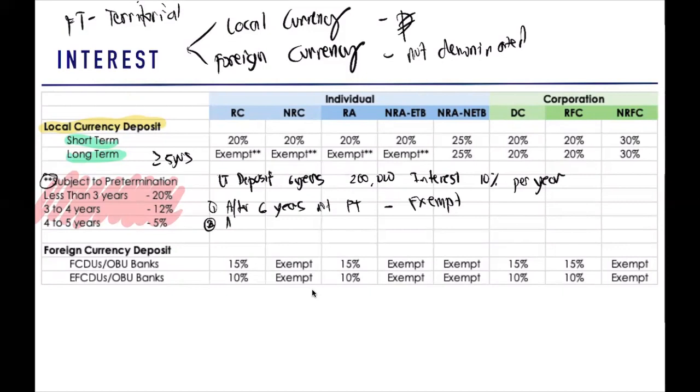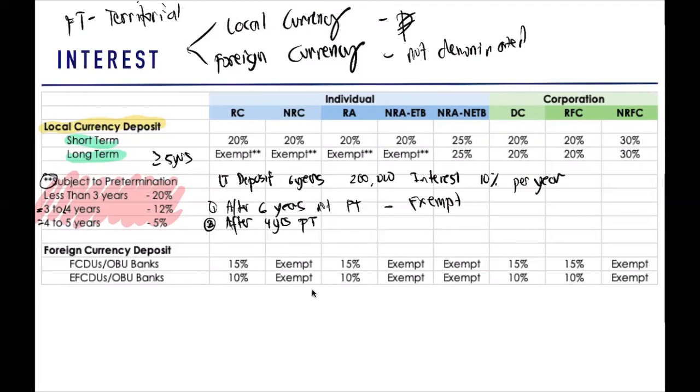Okay. How about if second scenario, after let's say 4 years. After 4 years, it is pre-terminated. If after 4 years, it is pre-terminated, what do? We will now tax it. So what is the tax rate, sir? If the tax rate is based on the table here, if it's less than 3 years, 20%. 3 to 4 years, so this is at least 3 years. To less than 4 years, 12%.